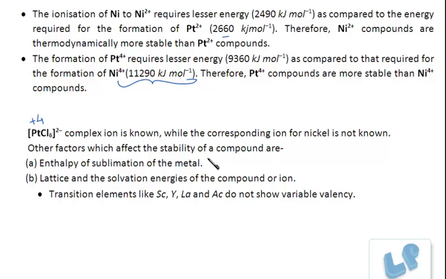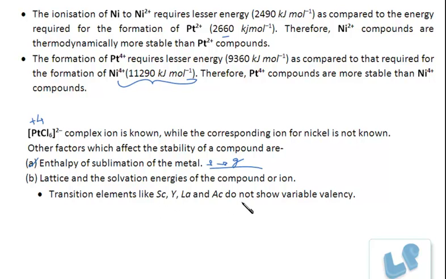Other factors which affect the stability of the compound are, first of all, the enthalpy of sublimation of the metal. To change into its ionic form, it should first be converted to the gaseous state. Sublimation means when the solid state straight away changes to the gaseous phase. That is not melting actually. Also the lattice and the solvation energies of the compound or ion.